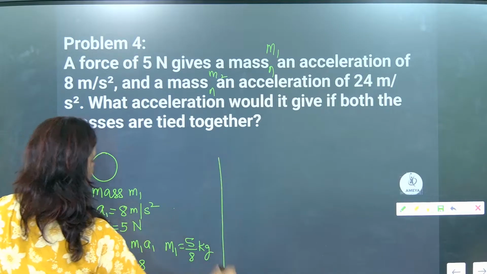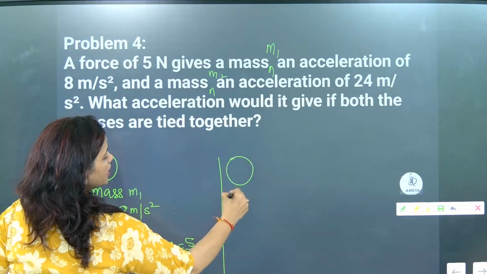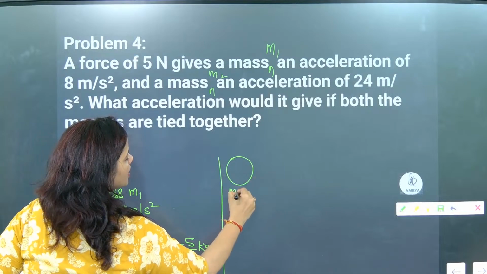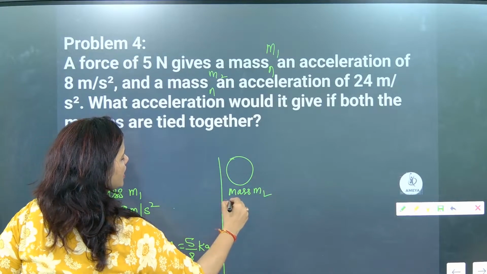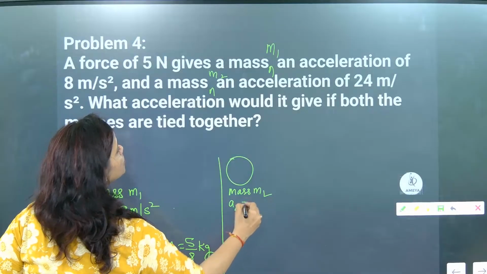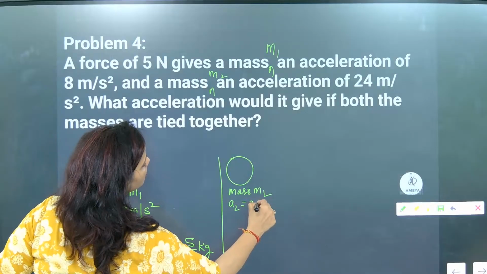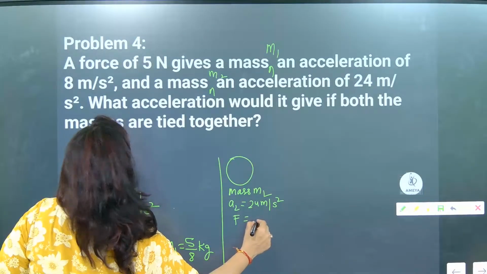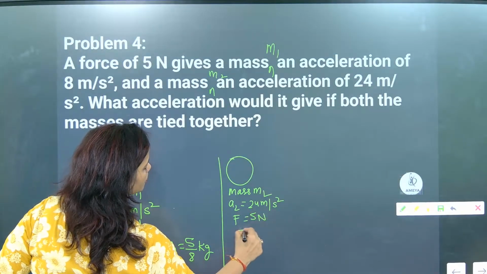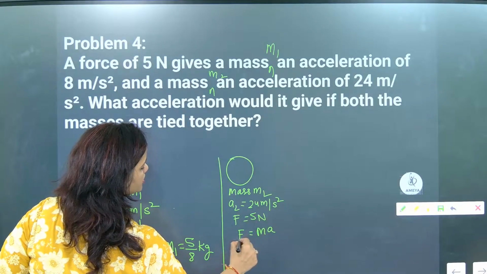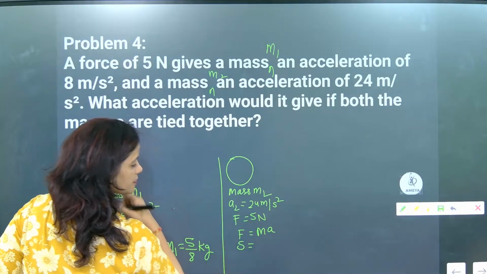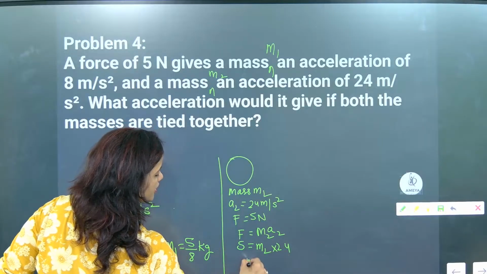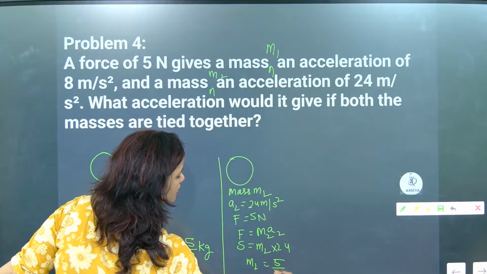Now second body is there. Its mass is m2. Acceleration A2 is given as 24 meter per second square. Force remains the same, 5 Newton. So force is equal to mass into acceleration. 5 is equal to m2 into A2, so m2 into 24. So what is m2? m2 is 5 by 24.